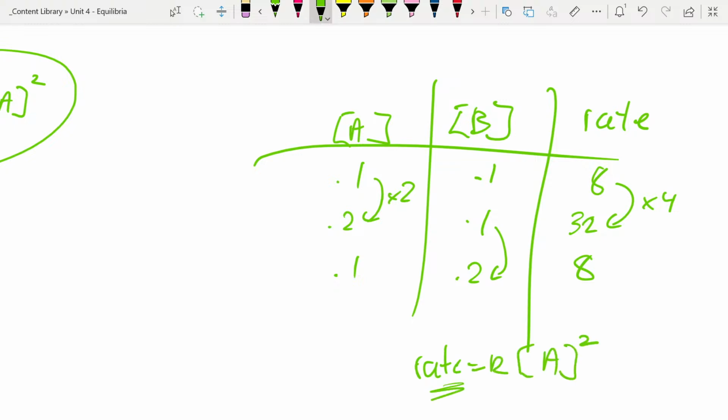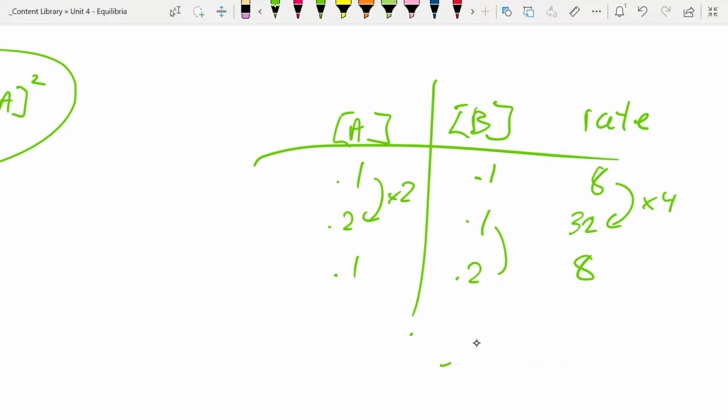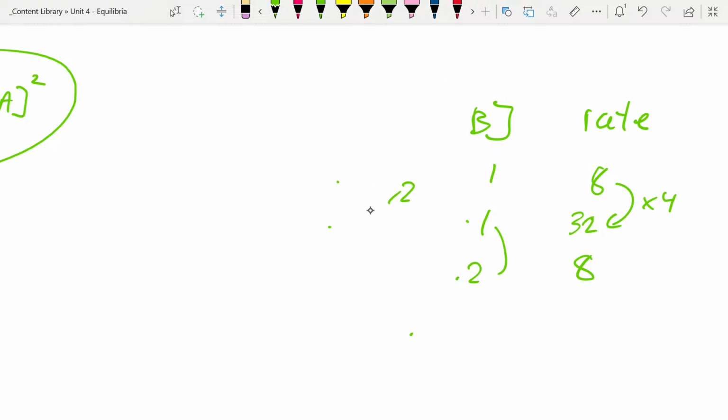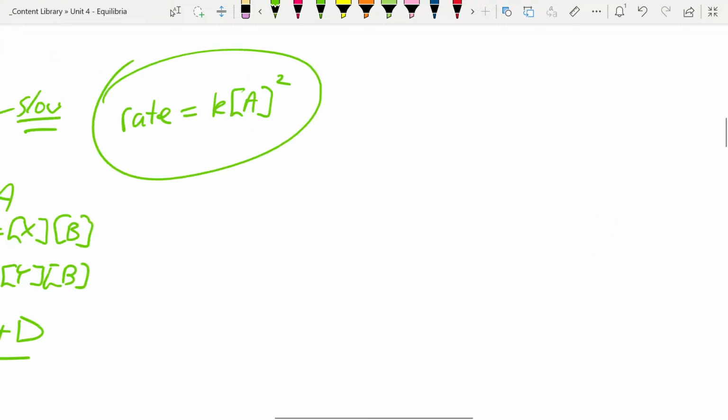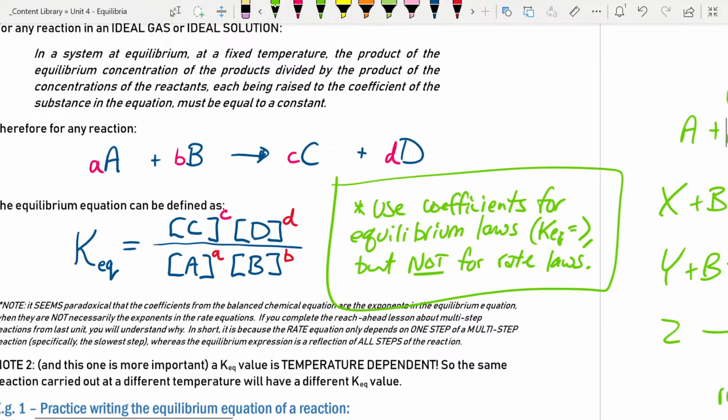But that's not talking about the rate at equilibrium. That's actually all of last unit. Everything we did is based on what we call the initial rate, how fast the reaction is at the start. Does that make sense? Now we're doing something totally different. Now we're talking about not how fast is the reaction at the start. Now we're talking about how fast is the reaction when it stops. And by stops, we mean equals out.